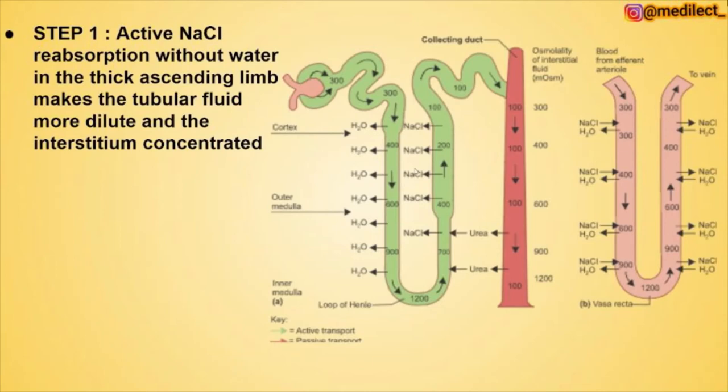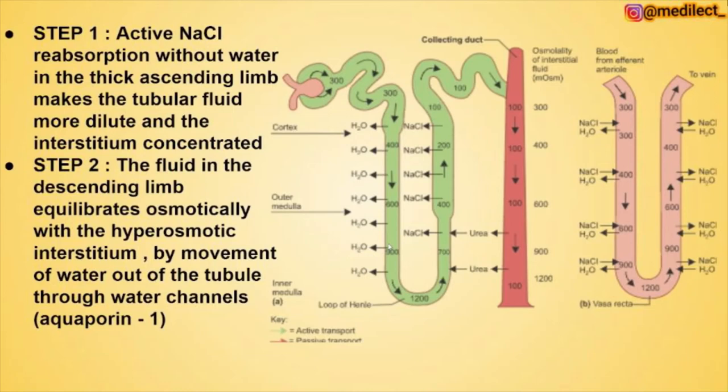Okay. Now, the second step occurs in the descending limb. The fluid in the descending limb equilibrates osmotically with the hyperosmotic interstitium, because if you remember, in the first step, because of the active NaCl reabsorption without water, the interstitium became concentrated, it became hyperosmolar, right? So that's why the fluid in the descending limb tries to reach osmotic equilibrium with the hyperosmotic interstitium by the movement of the water out of the tubule through the water channels, that is the aquaporin. That's why the water is reabsorbed over here, as you can see, by the aquaporin 1 channels.